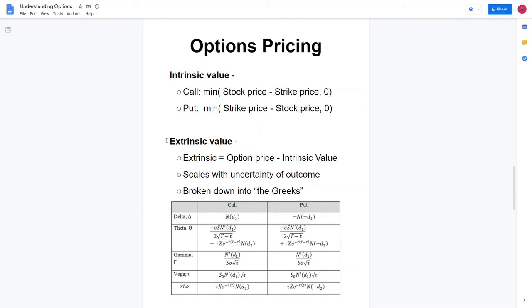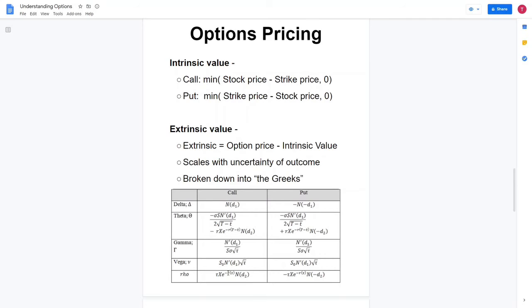Next, let's talk about extrinsic value. Extrinsic value is the additional premium you pay on top of the intrinsic value of the option. You can find it by subtracting the intrinsic value from the option price. Extrinsic value exists because a stock price can change.